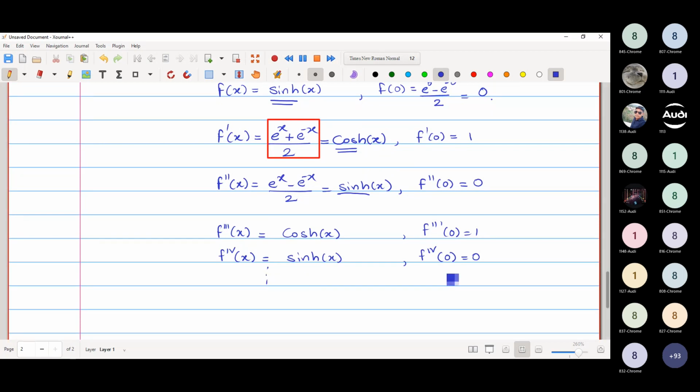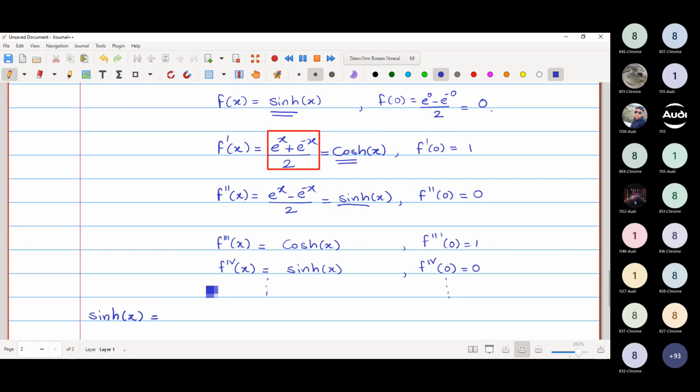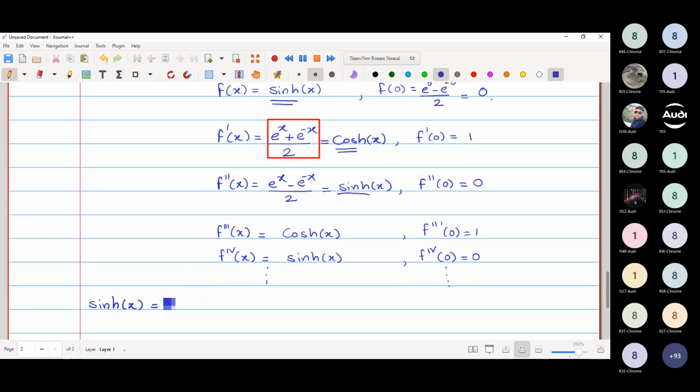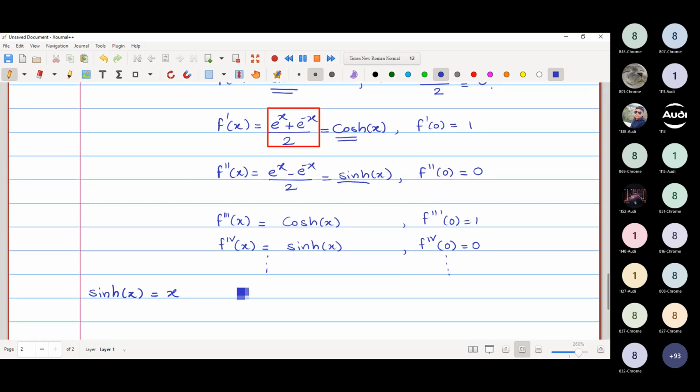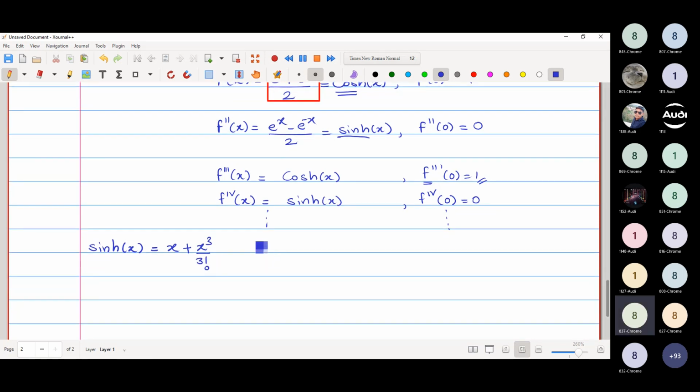So if I put all these values in Maclaurin's theorem, can you tell me what is the sin hx expansion? The first term is 0, the second term will be x. Then the x square term will be 0. What will the next term be? Plus x cube by 3 factorial. And this third one is f cube, so I write x cube by 3 factorial. Can you tell me the next term?